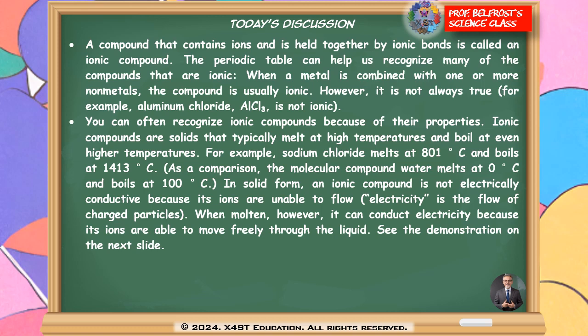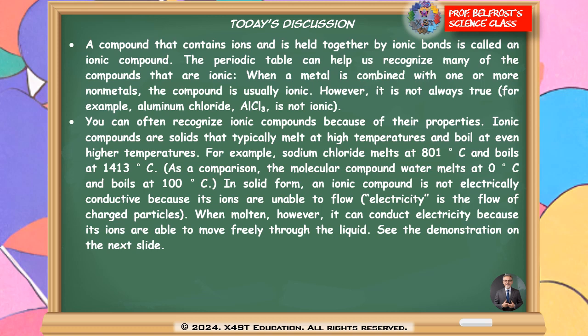The periodic table can help us recognize many of the compounds that are ionic. When a metal is combined with one or more nonmetals, then the compound is usually ionic. However, it is not always true. For example, aluminum chloride, AlCl3, is not ionic. So there are some exceptions.